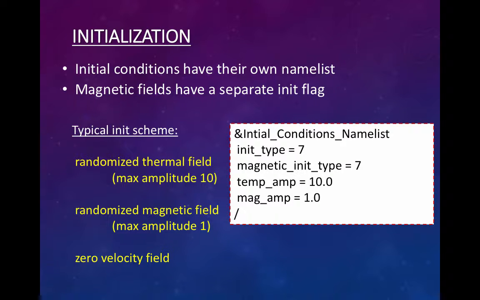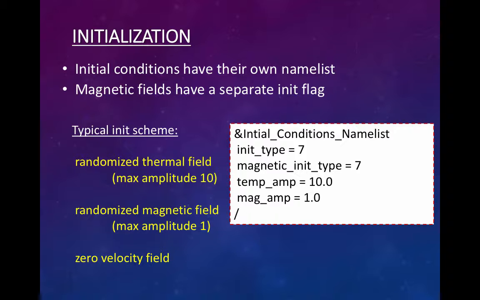So initial conditions have their own namelist. The hydro conditions and the magnetic conditions are initialized using two different flags. Whenever we set the init type flag, that's referring to how we want to initialize the hydro. Whenever we set the magnetic init type flag, that's telling us how we want to initialize the magnetic field.